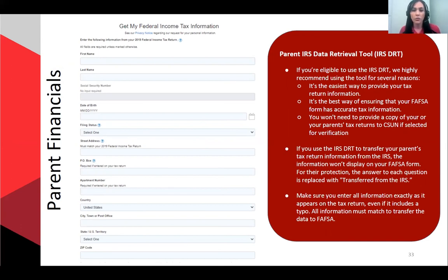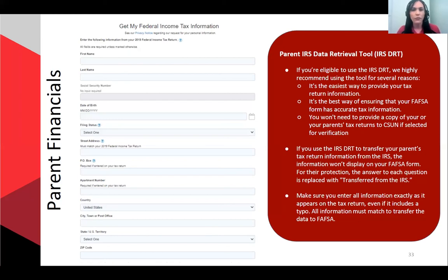If you are eligible to use the IRS data retrieval tool, we highly recommend using the tool for several reasons. It is the easiest way to provide your tax information. It's the best way to ensure that your FAFSA form has accurate tax information, and you won't need to provide a copy of your or your parents' tax return to CSUN if selected for verification. So we highly recommend that you attempt to use the IRS data retrieval tool option on the FAFSA.